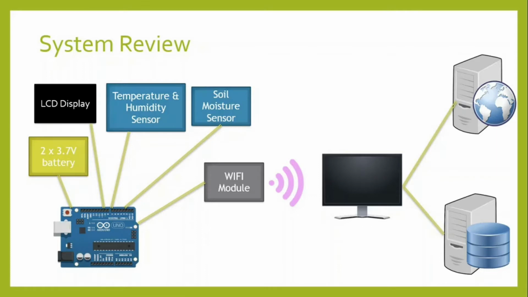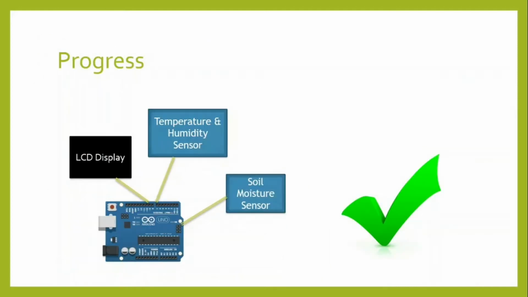Currently, we have planned the system like this. We are going to measure the humidity, temperature and soil moisture for the plant using sensors. The values read from the sensors will be sent to the Arduino board and that data is going to be displayed on an LCD display. On the other hand, the Arduino board will transfer that data via the Wi-Fi module to the web server and the database server.